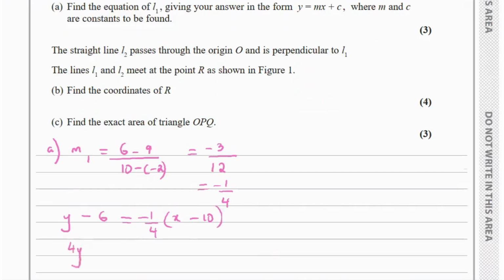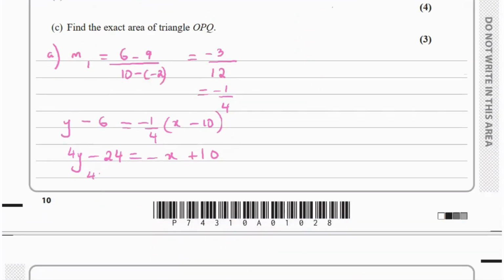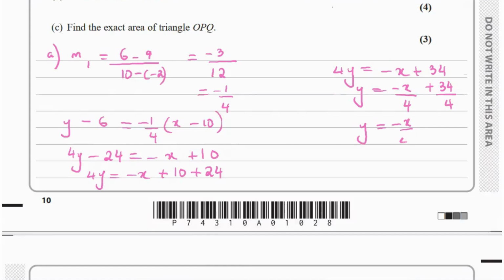Cross multiply, 4y minus 24 equals negative x plus 10. So that's 4y equals negative x plus 10 plus 24, negative x plus 34. Y is going to be negative x over 4 plus 34 over 4, and we can simplify the 34 over 4, is going to be 17 over 2. So this is your equation in slope-intercept form, where m is negative 1 over 4 and c is 17 over 2.